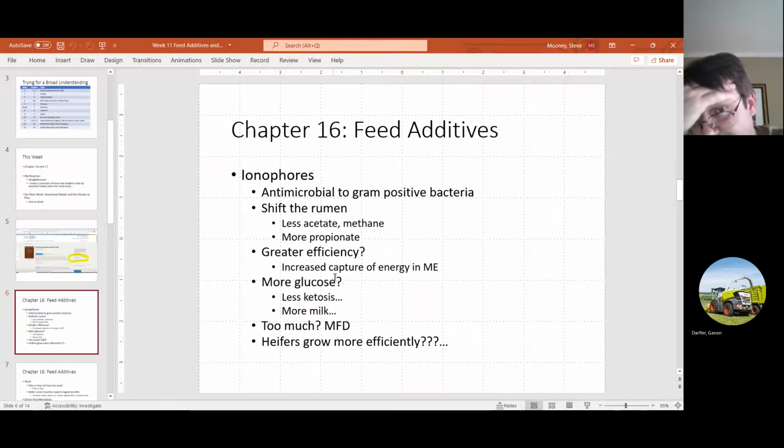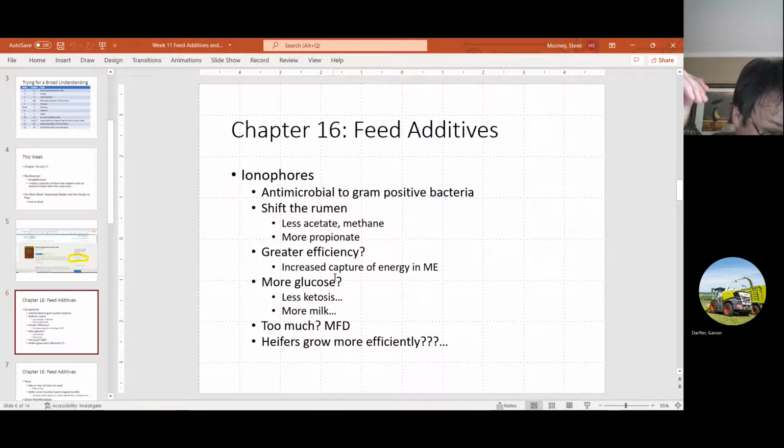If you throw this in the rumen, either as monensin or lasalocid, those are the generic names for Rumensin, and I forget the other one, it shifts the rumen. You go to more propionate fermentation, particularly in beef cows, not so much with dairy cows, but you seem to capture more of the energy in the metabolizable energy, more digestion, more absorption. So the cow's got more energy to work with, so you're looking at maybe efficiency.